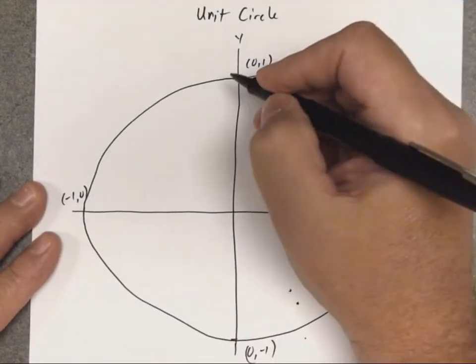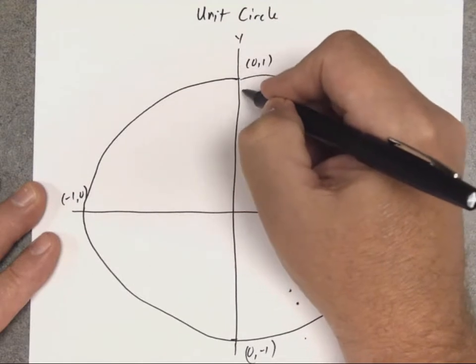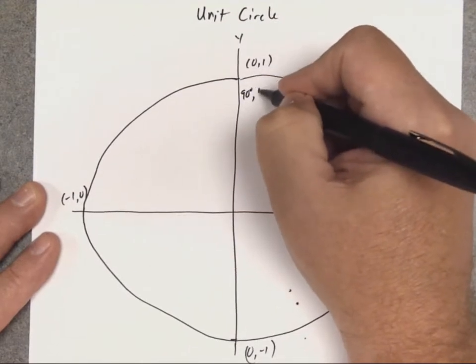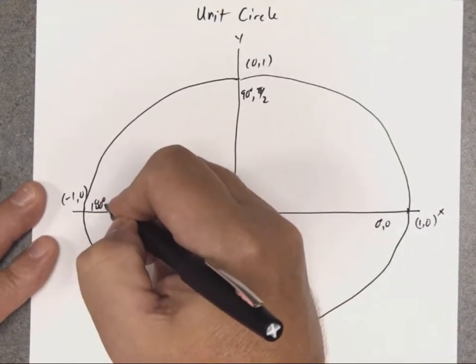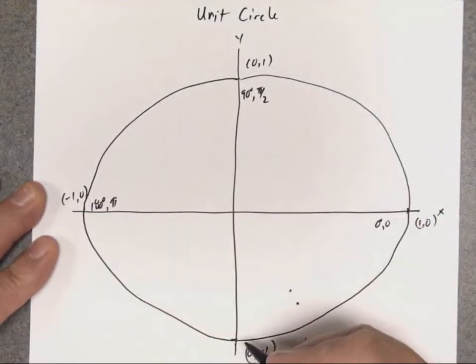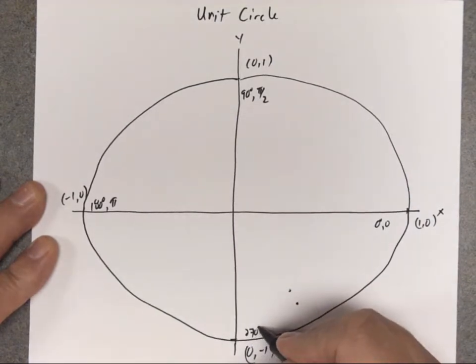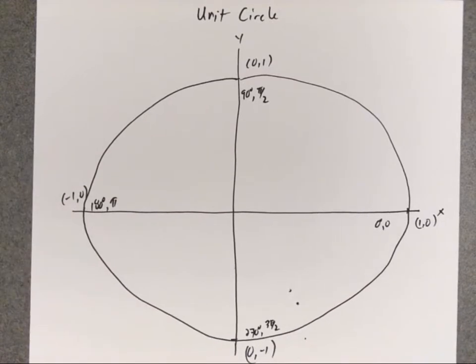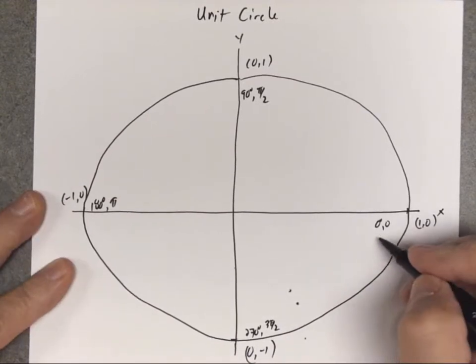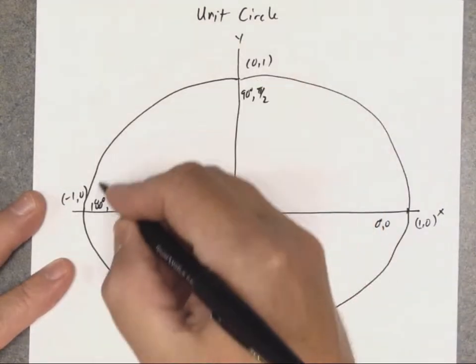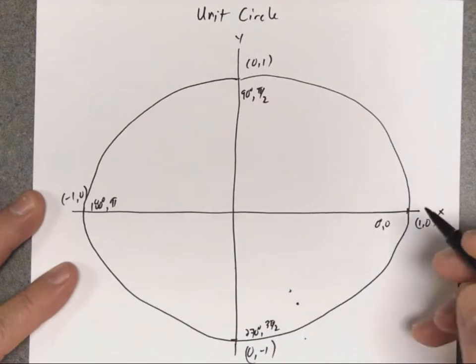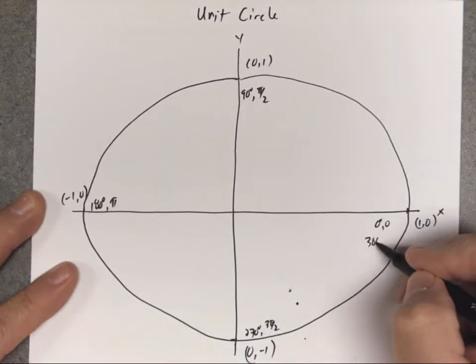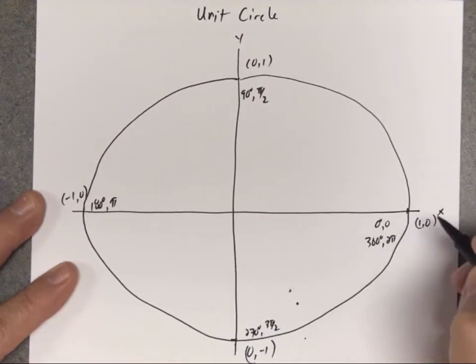We know up here is 90 degrees, and we know it's pi over 2 radians. Over here, 180 degrees and pi radians. Down here, 270 is 3 pi over 2. Now if I go all the way around the unit circle, I will have gone 360 degrees or 2 pi radians.